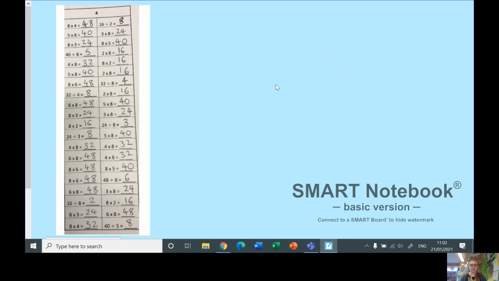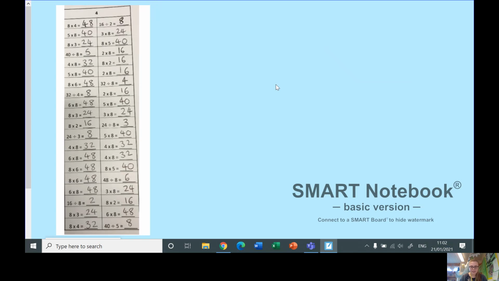Okay, so first column, 8 times 4 is, well, I've made a mistake straight away with the first one. I do apologise. It's not 8 times 4 is 48. It should be 8 times 4 is 32. See if there's any others. So 8 times 4 is 32. 5 times 8 is 40. 8 times 3 is 24. 40 divided by 8 is 5. 4 times 8 is 32. 5 times 8 is 40. 8 times 6 is 48.